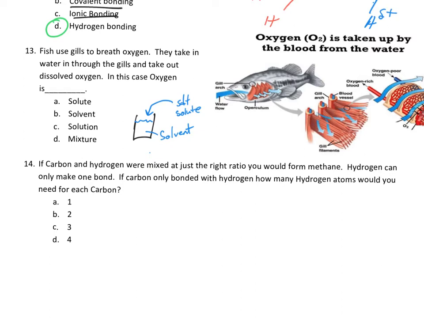See, it goes back to that example and being able to apply it. You have to be able to apply these answers to the problem. So solvent is what's dissolving. Solute is what's being dissolved. The solution is the whole thing. And a solution is a type of mixture, right? All right.